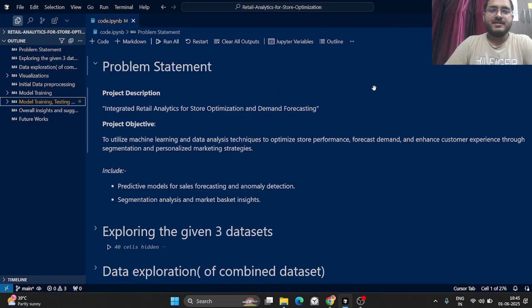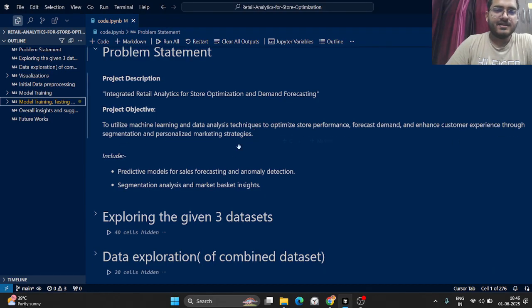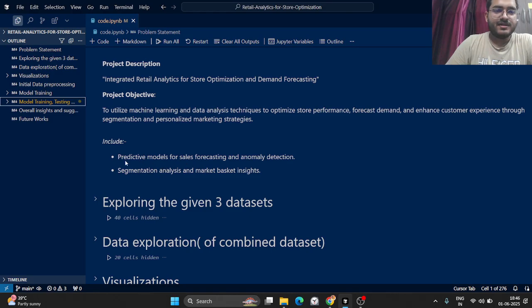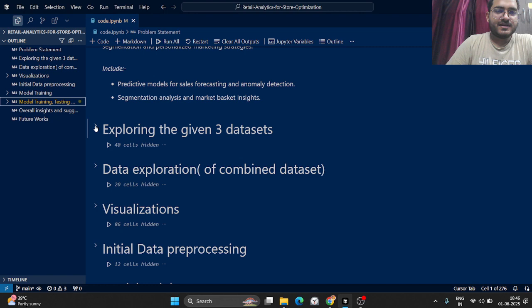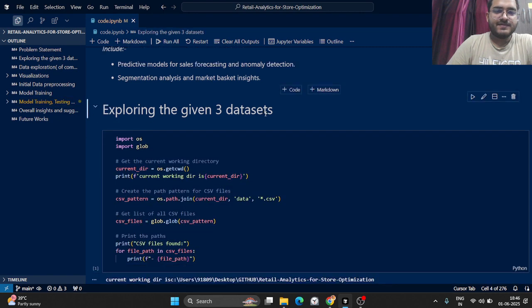So let's just start. The objective of our project is to utilize machine learning and data analysis techniques to optimize store performance, forecast demand, and enhance customer experience through segmentation and personalized marketing strategies. And there was some additional information. We can use predictive models for sales forecasting and anomaly detection, and we need to perform segment analysis and market basket insight. So let's try to look over the three separate datasets we have.